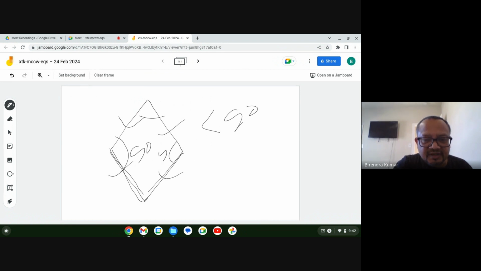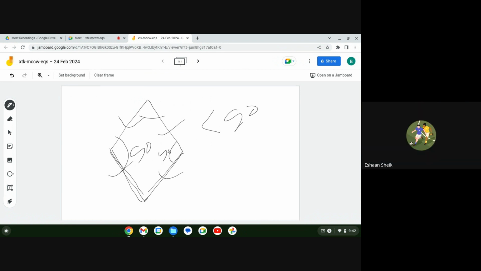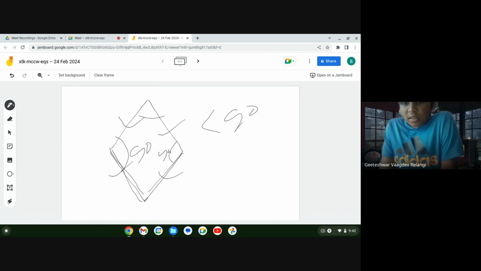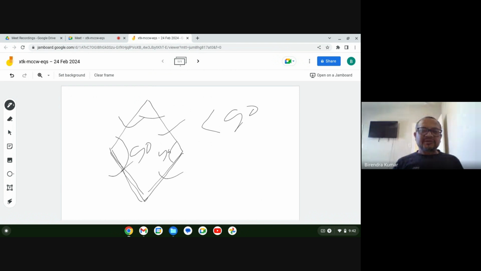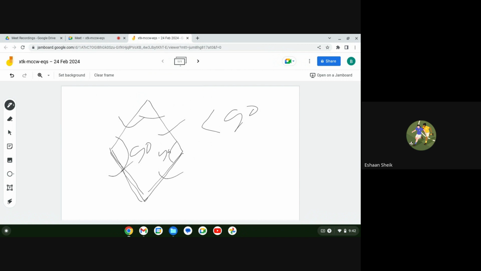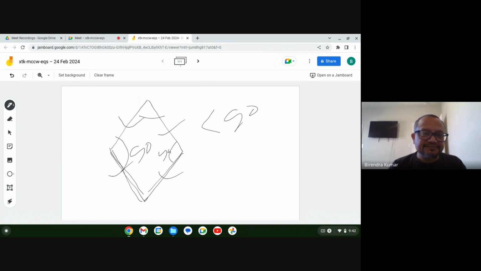What are we going to learn about parallel lines? I think we will learn about that also. So let's do one thing. Today we'll finish the properties of the quadrilaterals in today's class. Tomorrow we will learn about the area and perimeter as well as the parallel lines.